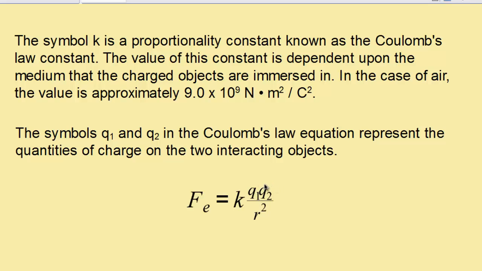All right, and so the symbols Q1 and Q2 in Coulomb's law equation represent the quantities of charge on the two interacting objects. R represents the distance, and K is Coulomb's constant. And if you're wondering what the E is, this is the electrical force. So this subscript of E just tells you that this is an electric force.